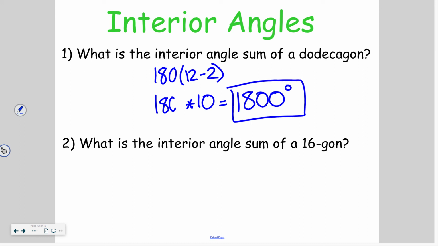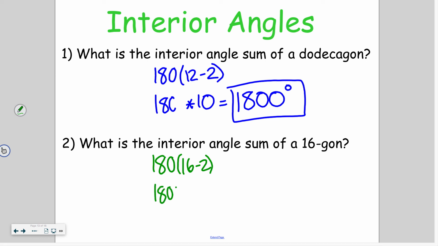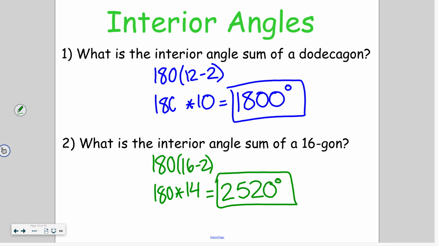Same thing's going to happen if I have a 16-gon. We're going to plug that in for n. So 180 times (16 minus 2), which gives me 180 times 14 for a total of 2,520 degrees. So we're simply following the formula and plugging in our n values.